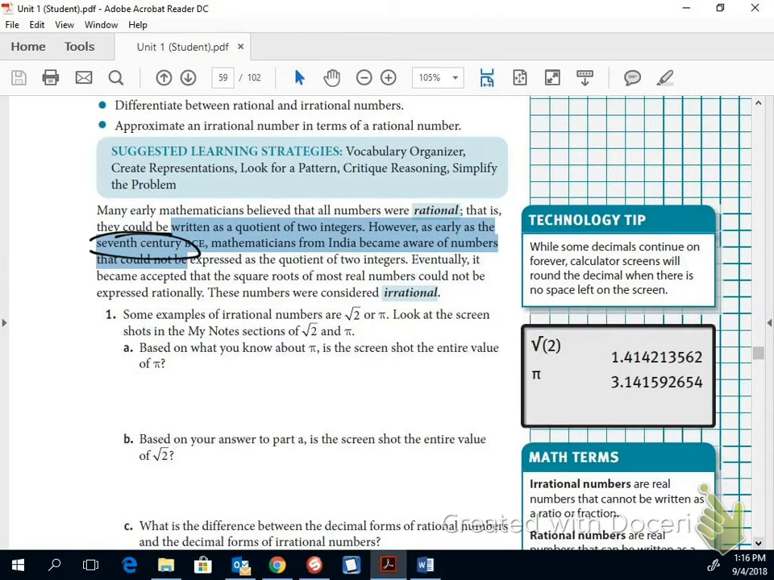Do the square root symbol first. Put the 2 in. Then hit enter. And you'll have something that looks similar, 1.4142 something.